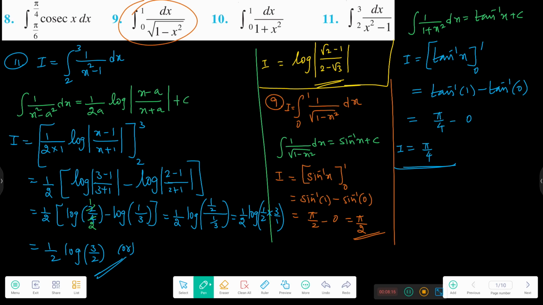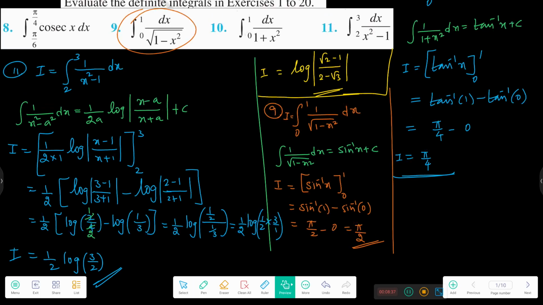What is the book's answer? Did they stop here or did they make it into a root? So you can write like this also. Log square root of 3 by 2 also you can write. I hope they will not do it in a root. They stopped here, right? They will not do root and all, because root only they are simplifying, so they will not convert into like this. Okay, we have done this page.